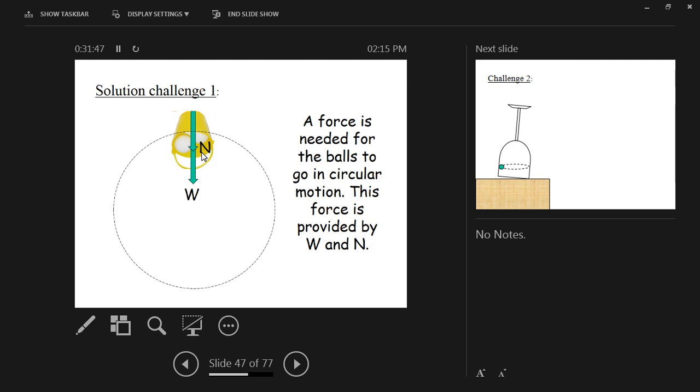Where does this force come from? It comes from the weight and the normal reaction. So the weight plus the normal reaction, these two forces, are used to change the velocity. So these two provide the centripetal force. As long as it's going around in a circle, these two forces, the weight and the normal reaction, will be used up to change the velocity. That's why it will not pull the ball down. So to make sure that things defy gravity, what you need to do is to make sure it goes around in a circle.